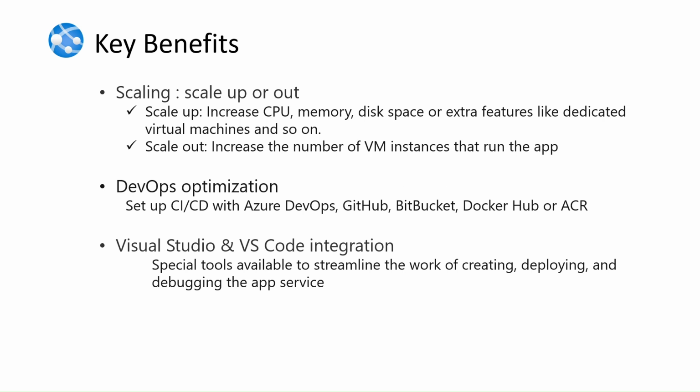Now let's see the key benefits of the app service. One of the key benefits is the scaling option that is available so that the app service can scale up or scale out. Now let's see what is scale up. Scale up means increase CPU, memory or disk space or extra features like dedicated virtual machines and so on. Scale out means increase the number of VM instances that run the app.